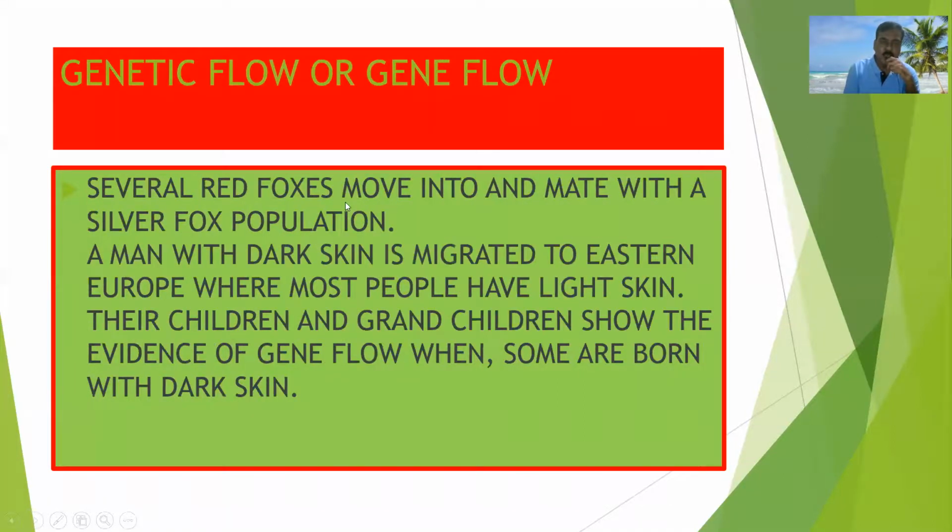Several red foxes move into and mate with the silver fox population. A man with dark skin migrates to Eastern Europe, where most people have light skin. Their children and grandchildren show evidence of gene flow when some are born with dark skin.